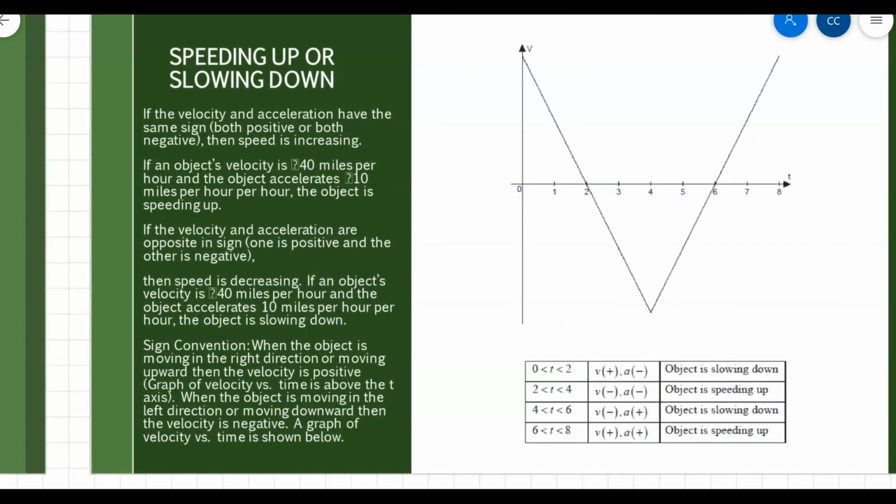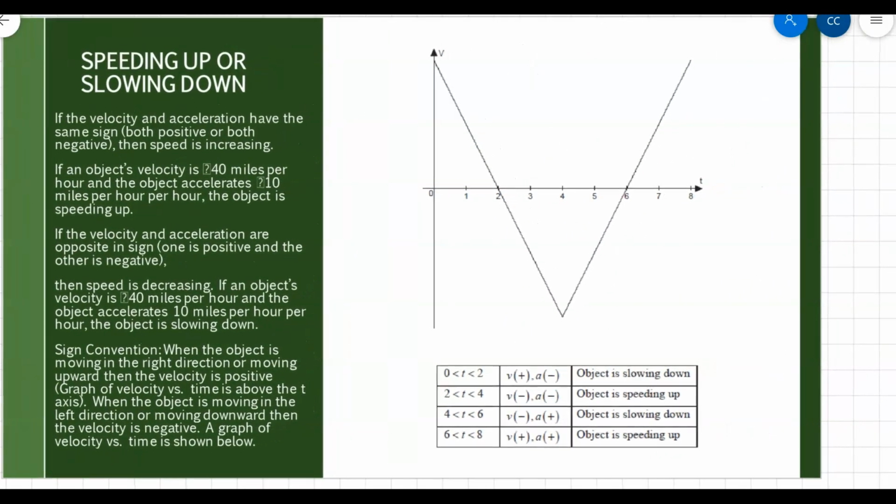So an important concept is speeding up or slowing down. Speeding up is when the velocity and acceleration have the same sign, meaning both are positive or both are negative. Therefore, the speed is increasing. If an object's velocity is 40 miles per hour and the object accelerates 10 miles per hour, then the object is speeding up because both velocity and acceleration are positive.